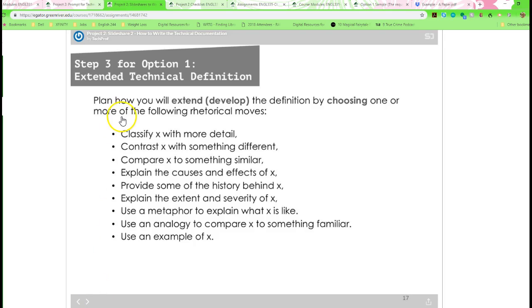Step 3 for option 1, plan how you will develop the definition by choosing one or more of the following rhetorical moves. Classify X with more detail, contrast, compare, explain causes and effects, provide some of the history behind X, explain the extent and severity of X, use metaphor, use analogy, use an example of X.